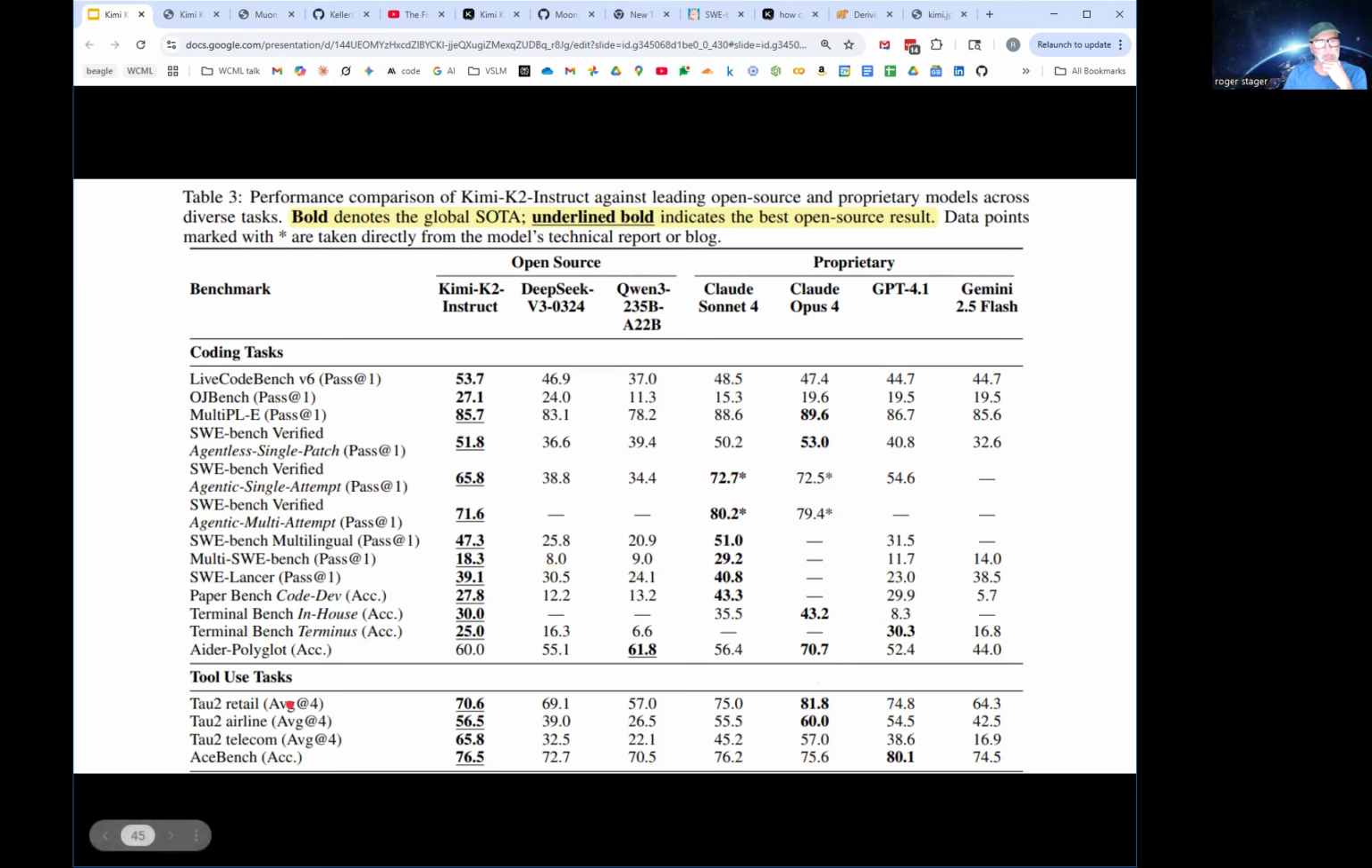Tool use, I thought it was kind of interesting that these guys, not surprising it's leader against the open source, but since it was trained specifically on tool use, kind of surprised it didn't have it. Well, I guess here's one, Tau2 telecom. It's across the board leader, but on the other ones, it's still behind, like Claude. And that's a pretty big difference too for Claude.